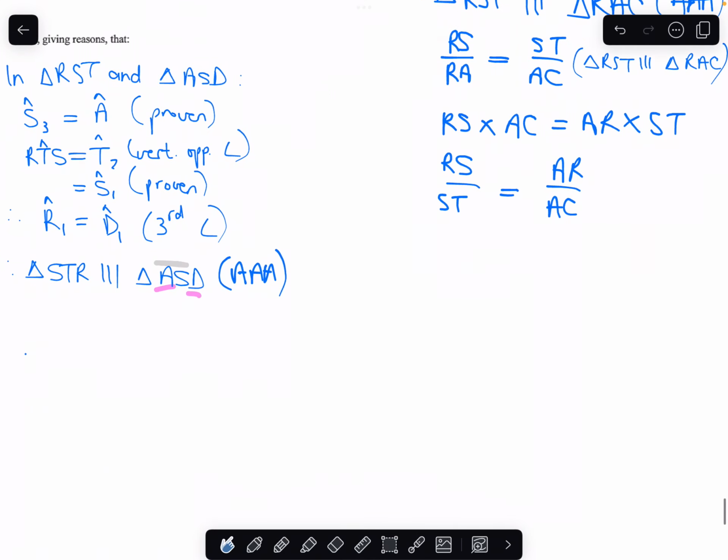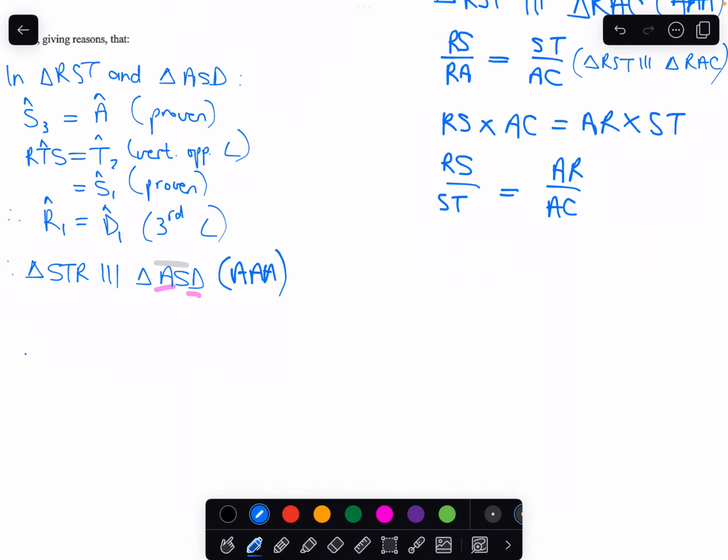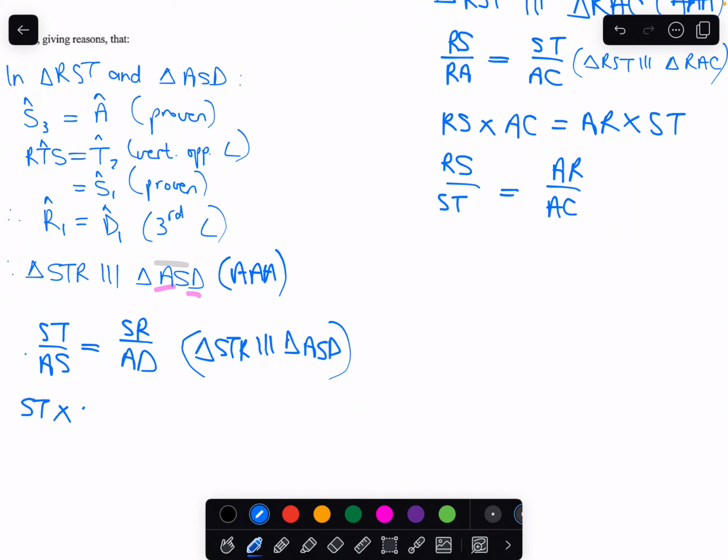Okay, right, so here we're going to say the first two, so ST over AS, and then first and last, SR over AD. That is because triangle STR is similar to triangle ASD. Okay, so now we do a similar thing to the other one.